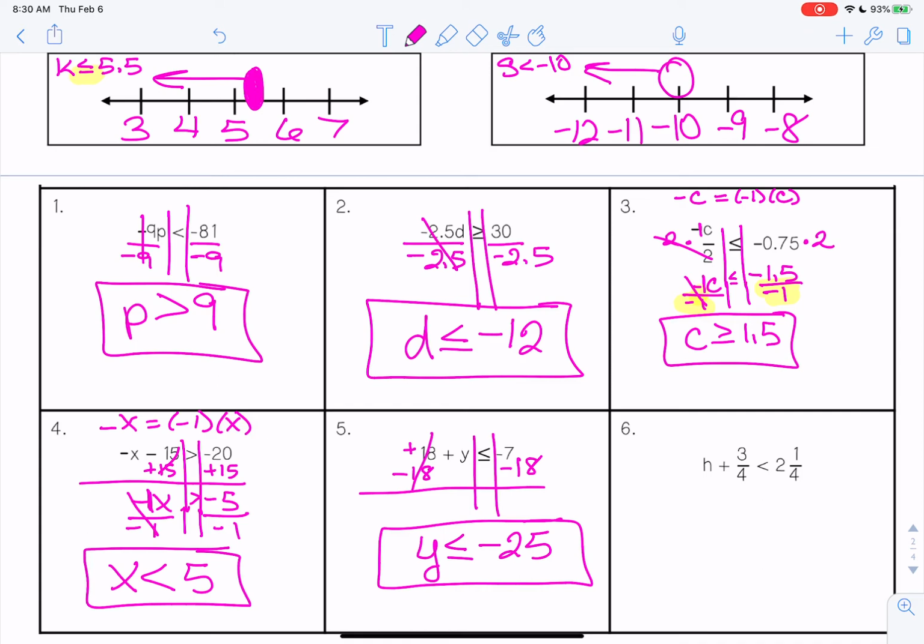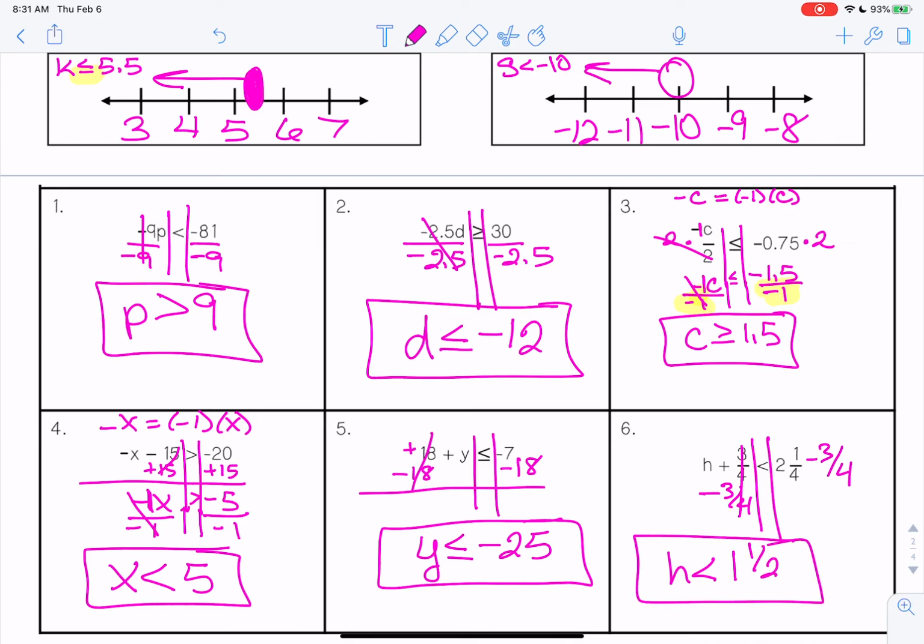Okay, and for 6, we draw the river. We subtract 3/4. These cancel out, and we get H. We did not multiply or divide by a negative, so the sign does not flip, and you should have ended up with 1 1/2. Pat yourself on the back if you got those correct.